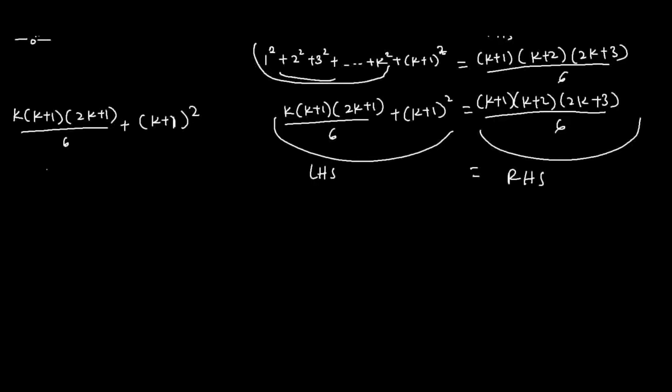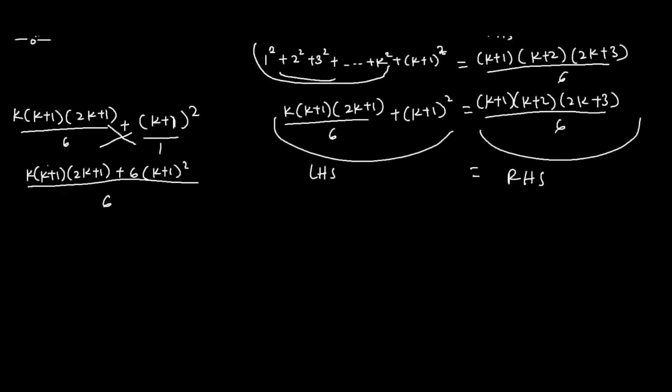So what I'll do is add these two values here, and I'll do this by multiplying the denominators. This is divided by 1, so I'll multiply 6 by 1, and that gives me 6. Then I'm going to do cross multiplication, multiplying this value by this one, then multiplying the 6 by what I have here. So that gives me k multiplying k plus 1 times 2k plus 1, then plus 6 multiply with k plus 1 all squared.